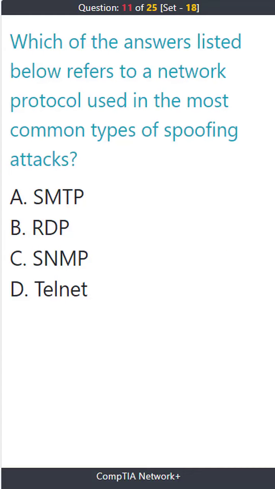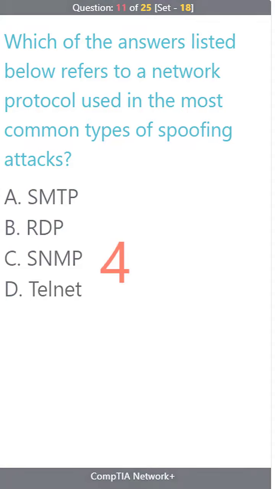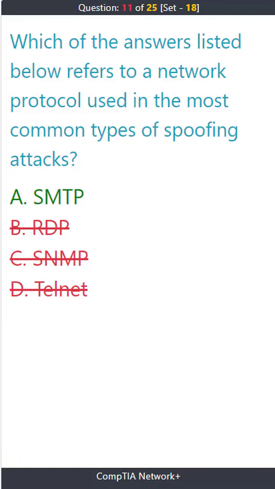Question 11. Which of the answers listed below refers to a network protocol used in the most common types of spoofing attacks? A. SMTP. B. RDP. C. SNMP. D. Telnet. The correct answer is A. SMTP.